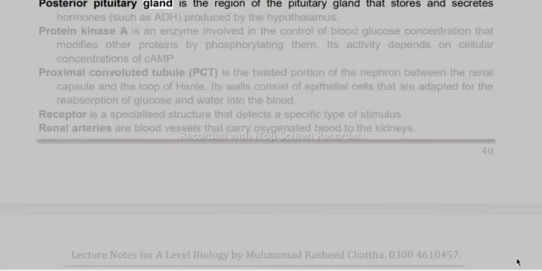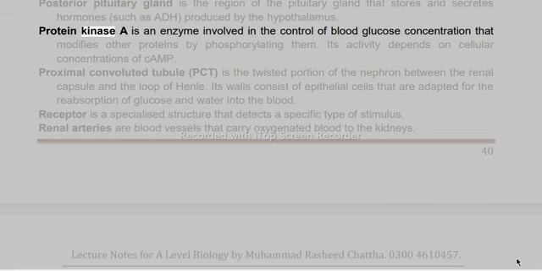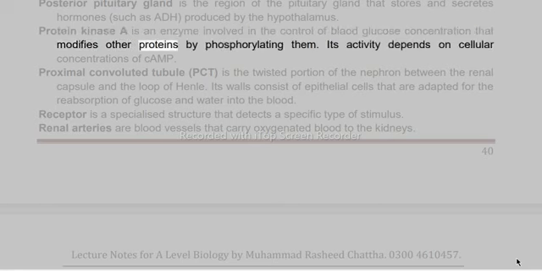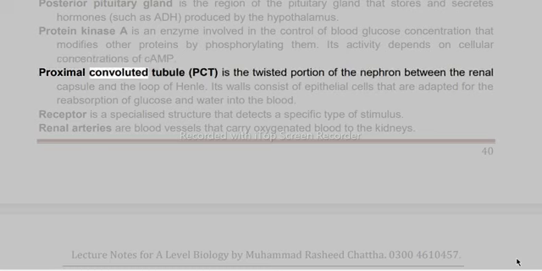Posterior pituitary gland is the region of the pituitary gland that stores and secretes hormones, such as ADH, produced by the hypothalamus. Protein kinase A is an enzyme involved in the control of blood glucose concentration that modifies other proteins by phosphorylating them. Its activity depends on cellular concentrations of cAMP.